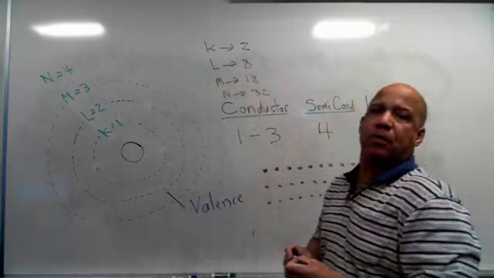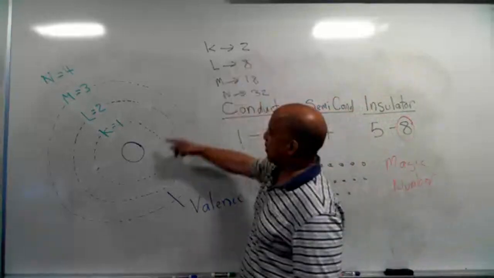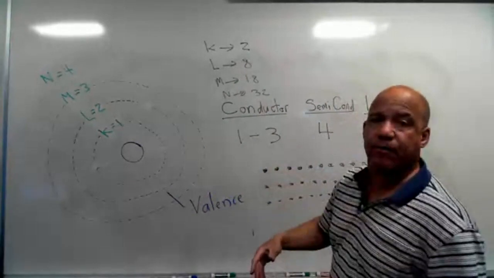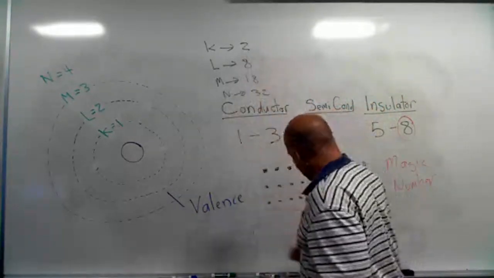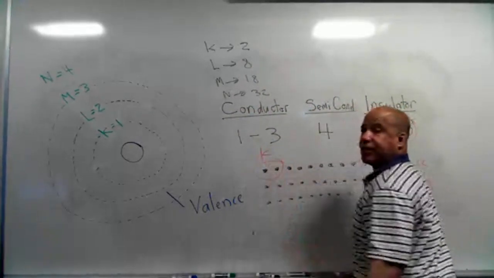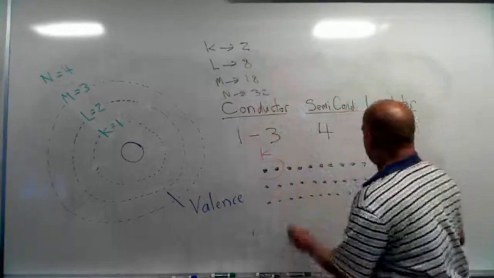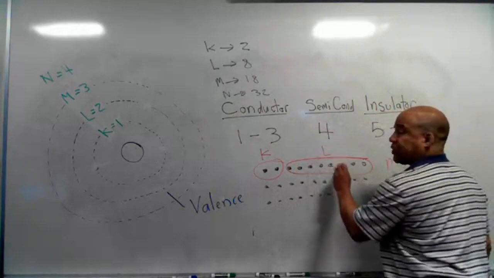And so as we distribute these electrons to the shells, I got to start with the K shell, the one closest to the nucleus. So I'm going to assign each of these to a shell, starting with K. K can hold a maximum of 2, so these two right here are in the K shell. L can hold a maximum of 8, so the next 8 are in the L shell.